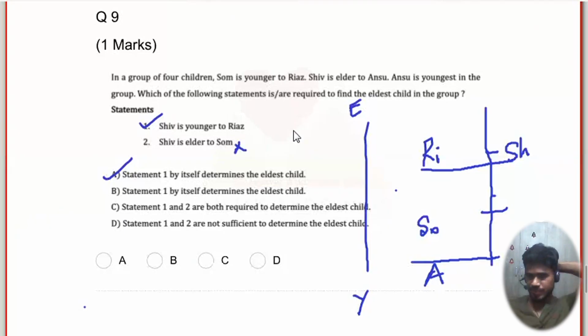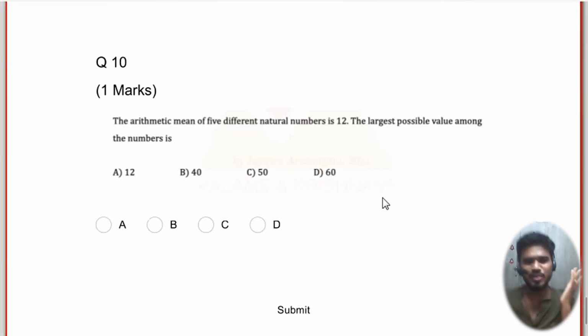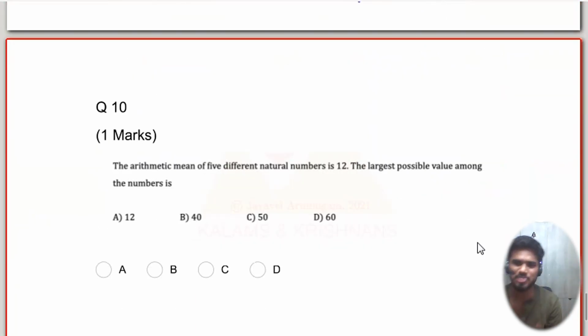So I suppose question 9 is fairly easy. Arithmetic mean of 5 different natural numbers is 12. Largest possible value among the numbers is. What is the answer here?